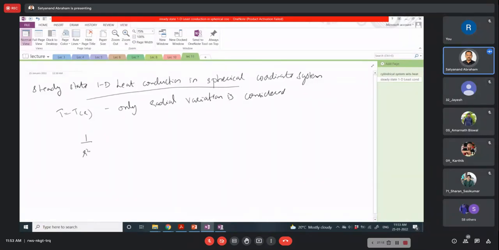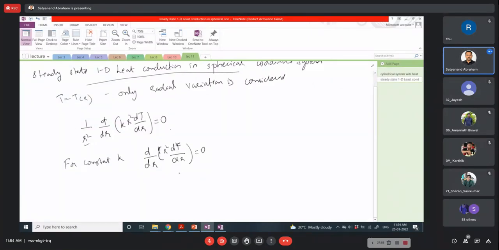That means 1 by R square, okay. So d by dr of K R square dT by dr is equal to 0. So if you're actually assuming constant K, obviously this R square also we can take up on the right side, K also we can take up on the RHS. So for constant K, we can actually see d by dr of R square dT by dr is equal to 0.